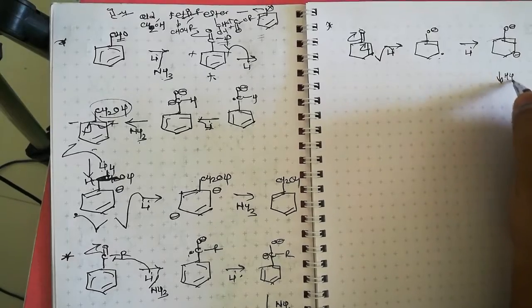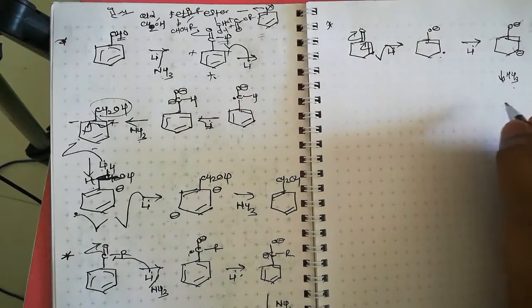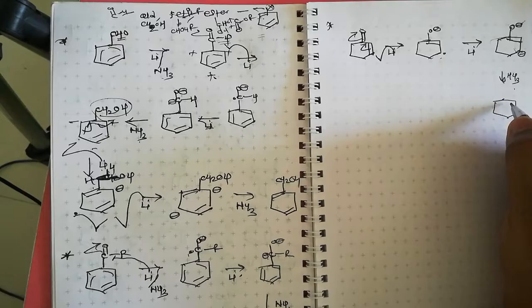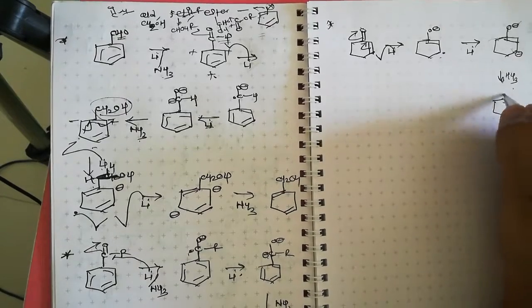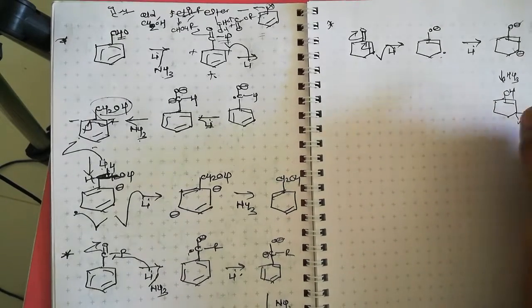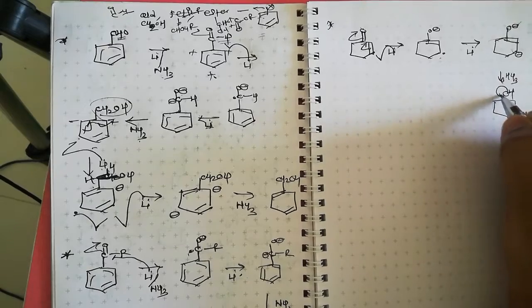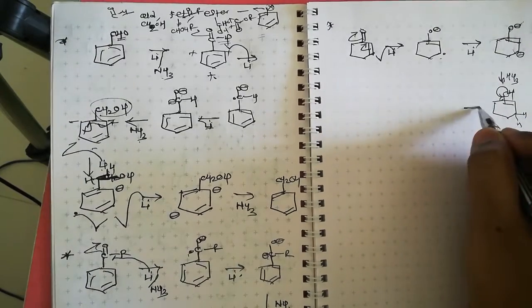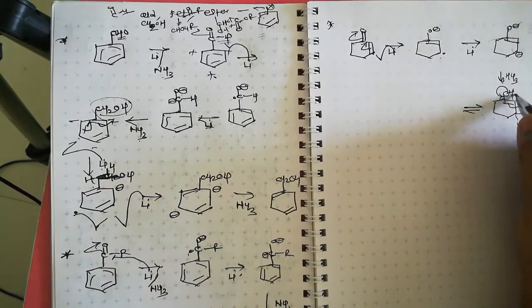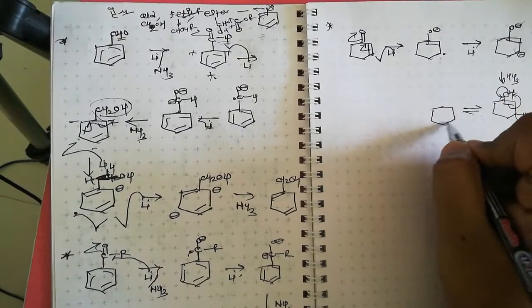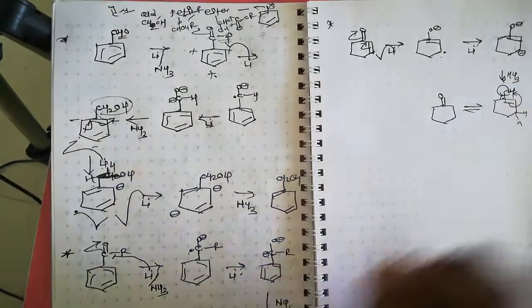Then ammonia transfers its proton to these two negative charges and we get here proton, proton, here double bond, here OH. Then it undergoes tautomerism and this bond takes this proton and we get this product.